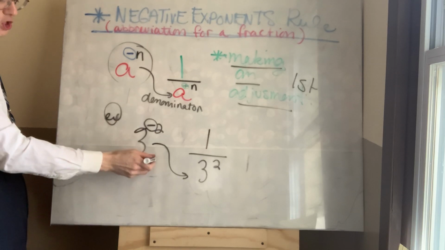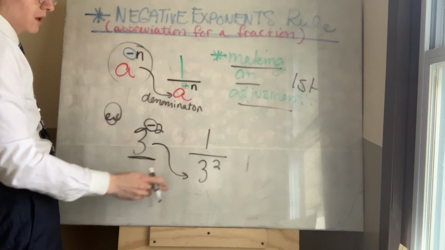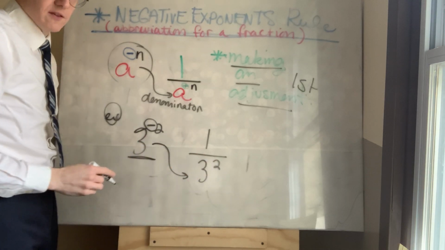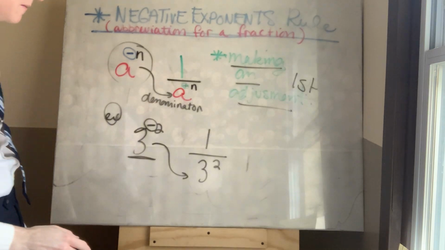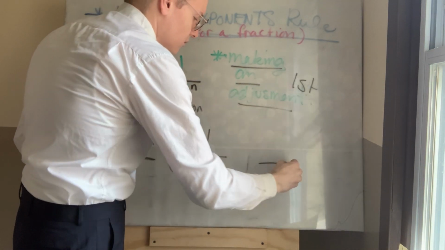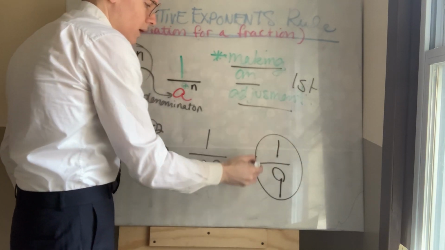You would end up with this to start with. Moving it from the top tier to the bottom tier changes it to a positive. Why? Because this is really an abbreviation for a fraction to begin with. And then you could do the multiplication. 3 squared is really 9, so this is representative of 1/9.